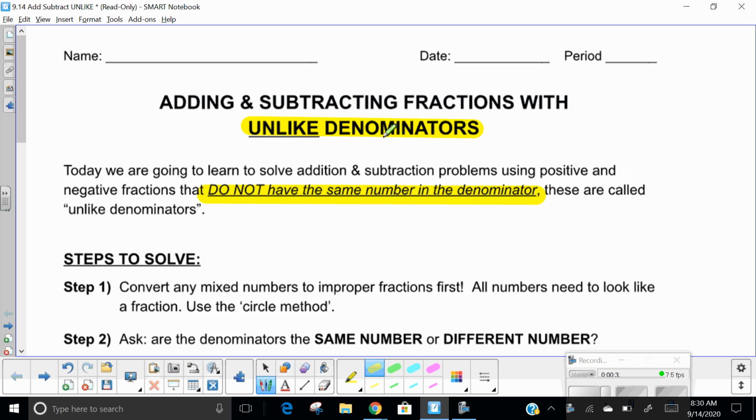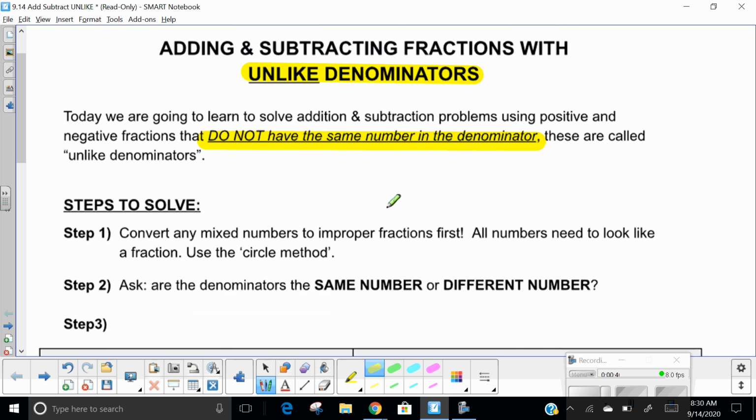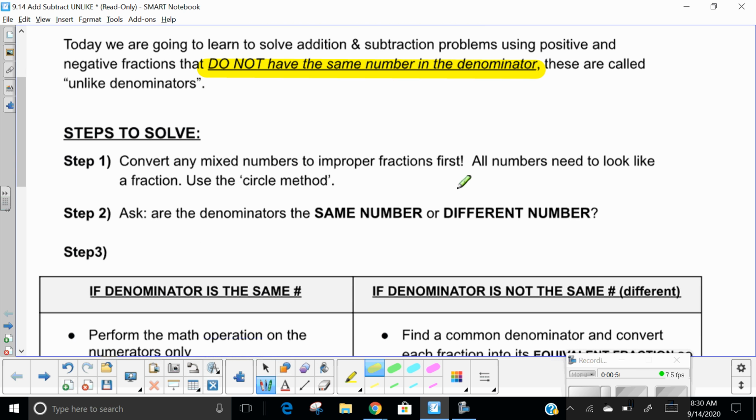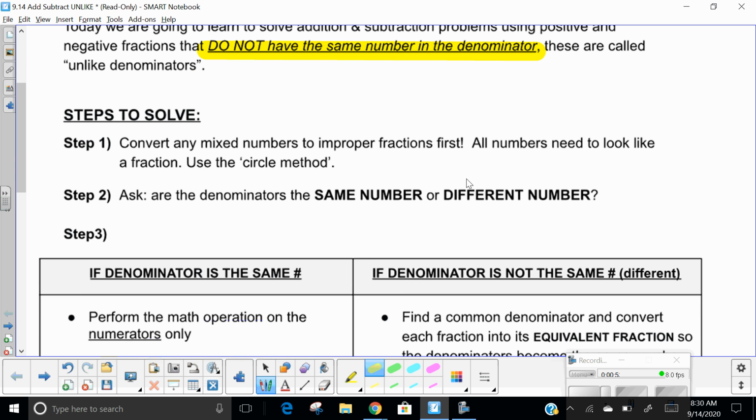Because if the denominator is the same, we do one process. If the denominators are different or unlike, we have to do another process, or different steps. Okay, so let's look at those steps. And this is just a review from last year. It's just that we're going to be adding positive and negative fractions.